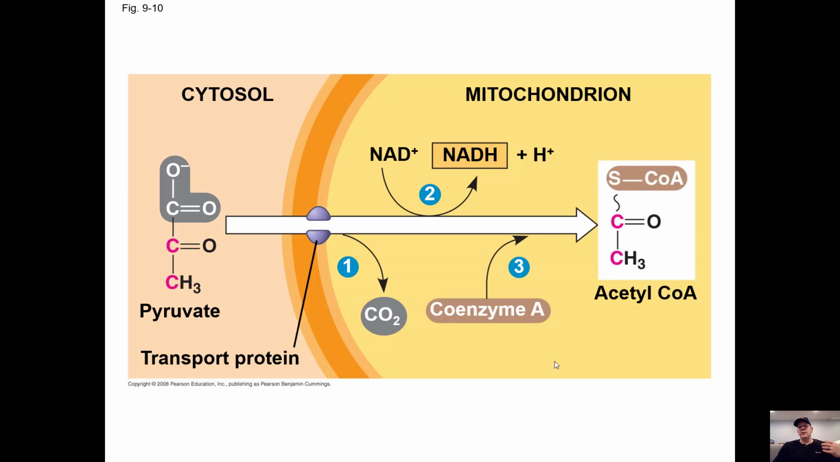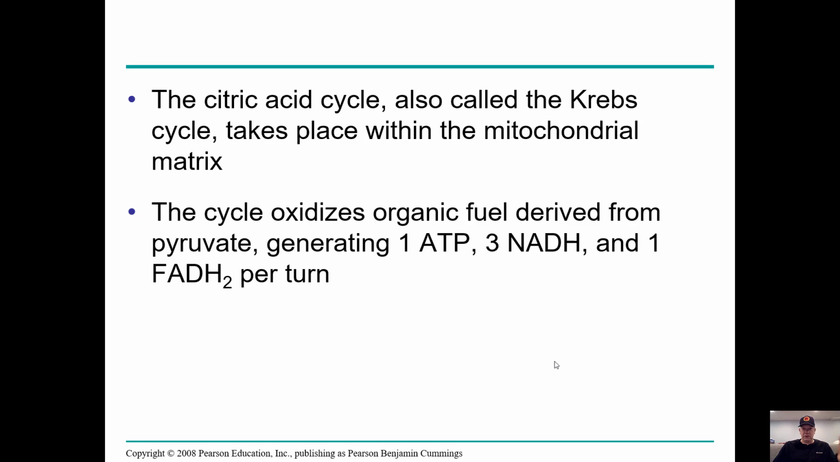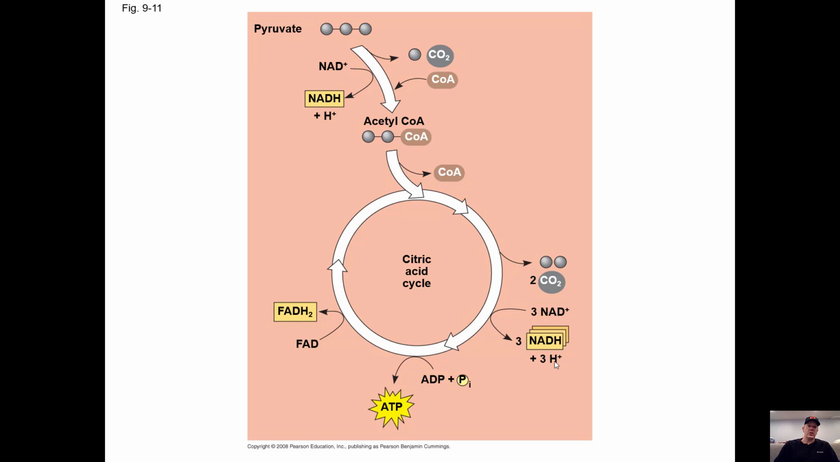And acetyl-CoA is going to enter the Krebs cycle, or citric acid cycle, and kind of gets it all started off here. This is just a broad overview. Basically, it's telling us that for each pyruvate, or acetyl-CoA, that enters the Krebs cycle, we're making 1 ATP, 3 NADHs, and 1 FADH.